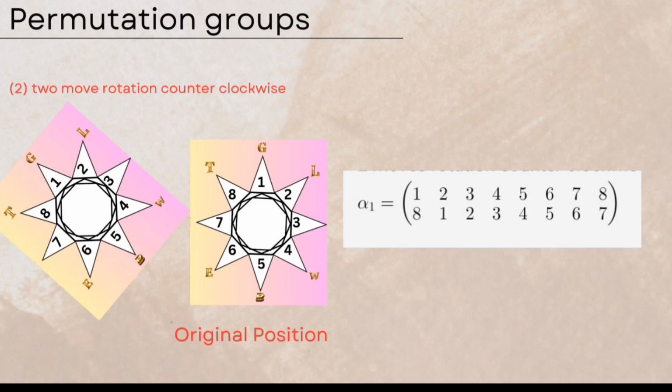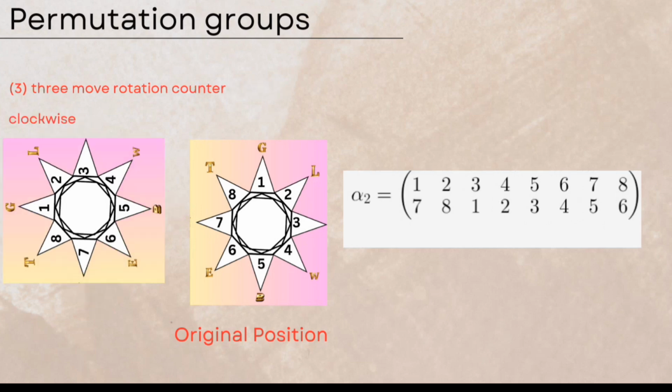to 2, 4 to 3, 5 to 4, 6 to 5, 7 to 6, and 8 to 7. Then for our three move rotation counterclockwise, we have alpha sub 2: 1 to 7, 2 to 8, 3 to 1, 4 to 2, 5 to 3, 6 to 4, 7 to 5, and 8 to 6.